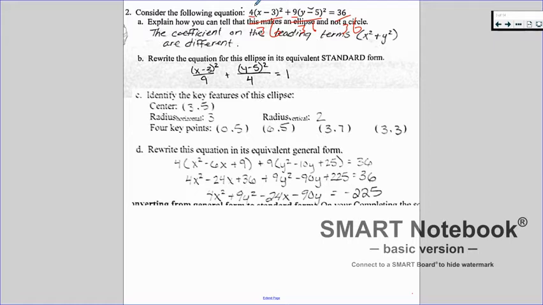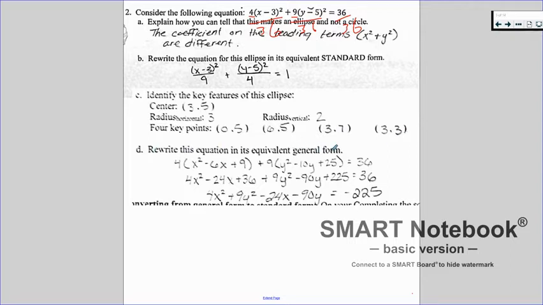and then we get some simplifying. 4 goes into 36 9 times, so I get a 9. 9 goes into 36 4 times, so I get a 4. 36 divided by 36, I get that 1 that I wanted over here. Now I can find out some of the parts. The center is going to be at 3, 5. Horizontal radius is going to be the square root of 9, 3. Vertical radius is the square root of 4, 2. From the center, I'll go right and left 3, so 0, 5, 6, 5. And I can go up and down 2, so 3, 7, 3, 3.